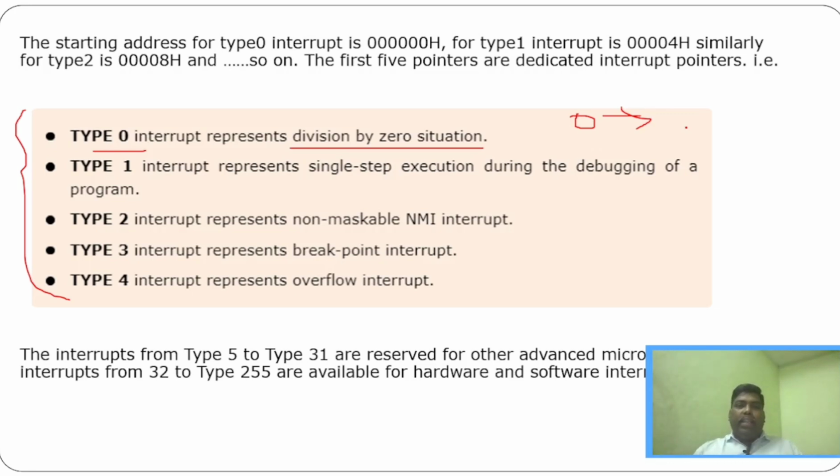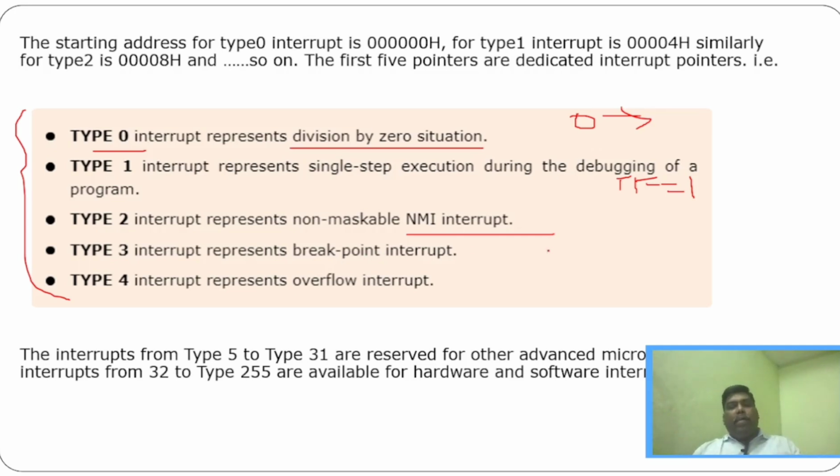And a type 1 interrupt occurs whenever the trap flag is equal to 1. It will initiate the type 1 interrupt, and when this interrupt is created, it will go for single step execution. And type 2 interrupt is nothing but the non-maskable interrupt, and type 3 is the breakpoint interrupt. I already said what a breakpoint interrupt is.